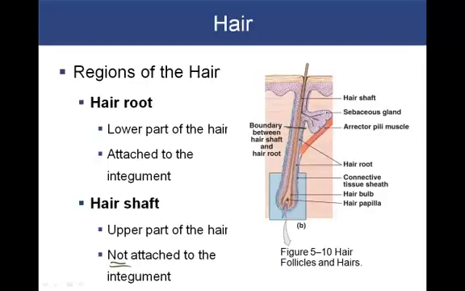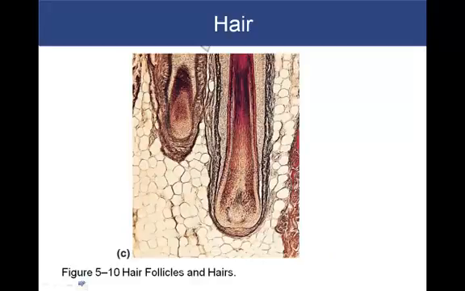And you can see here that it has pulled away from the integument. And of course, the shaft will continue upwards. The hair root is the lower part of the hair, and this region of the hair is firmly attached to the integument. So that's the difference between those two structures.